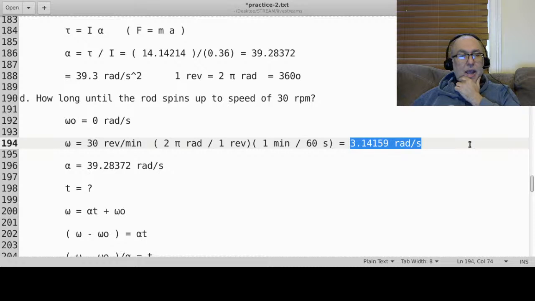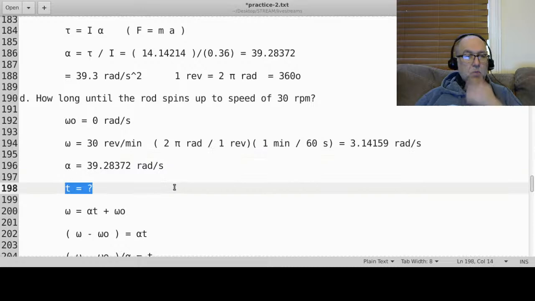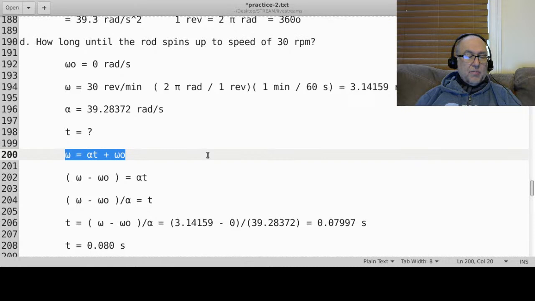Okay, and we know that the angular velocity here is 39.28 and so on from above. Okay, that's what we calculated here. And I'm asking for the time. So if you look through those three equations, you realize that it's actually equation number 2 that we want, that one right there. Omega is equal to alpha t plus omega naught.